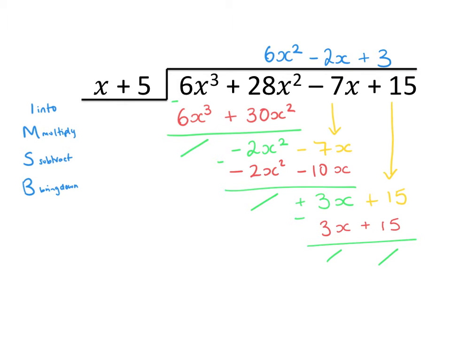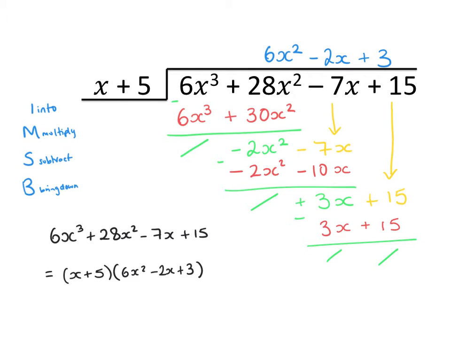So what we have done is we've fully factorised this first term, not fully factorised, but we know that 6x cubed plus 28x squared minus 7x plus 15 can also be written as x plus 5 multiplied by 6x squared minus 2x plus 3. What we could now do if we wanted was factorise the 6x squared minus 2x plus 3.